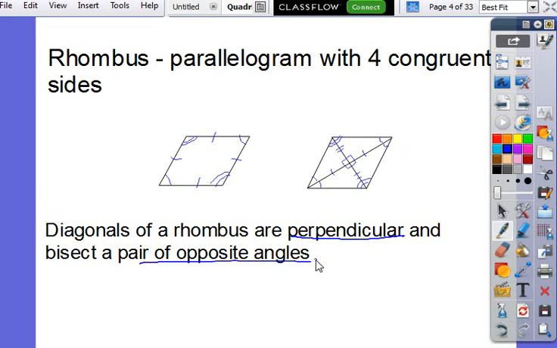Which means perpendicular gives me the right angles inside. So I'm going to have right angles in here. Then these angles in this corner are going to match those angles in that corner, and then the same thing here, those two are going to match those two.